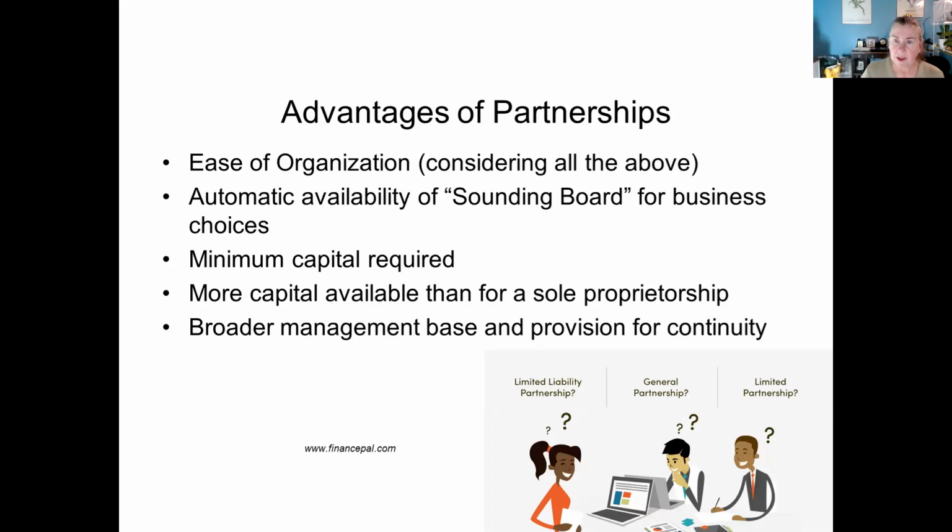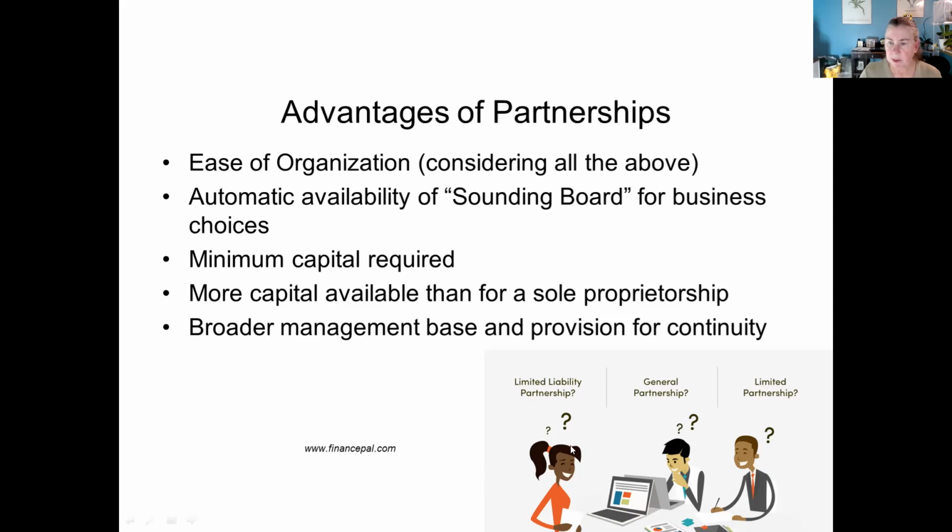You have automatic availability of a sounding board for business choices. You have people you can throw out an idea to and say, hey, how about if we think about doing this? And they can give you good feedback as to why or why not it's a good idea. Minimum capital required, because multiple people are pooling their resources together, and more capital available than for a sole proprietorship. Broader management base and provision for continuity. So if something happens to one person, the whole business doesn't go down.